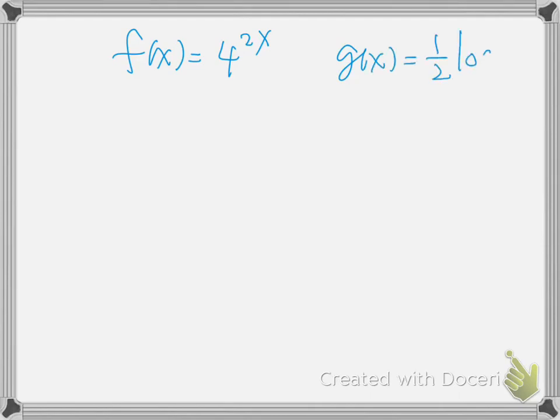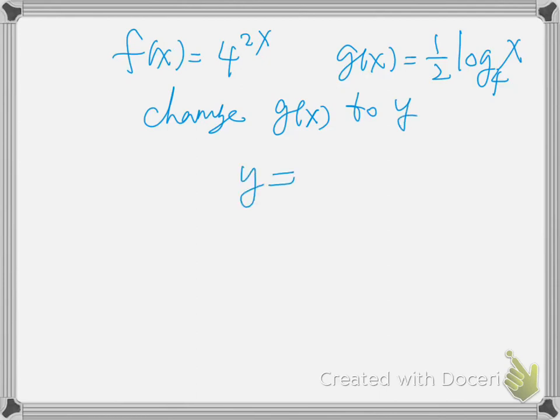We have two functions. f of x is 4 to the 2x, and g of x is 1/2 log 4 of x. So I will start from g. I will try to find the inverse function of g. So step 1, we change g of x to y. So we got y is 1/2 log 4 of x. Multiply by 2, you get 2y is log 4 of x.